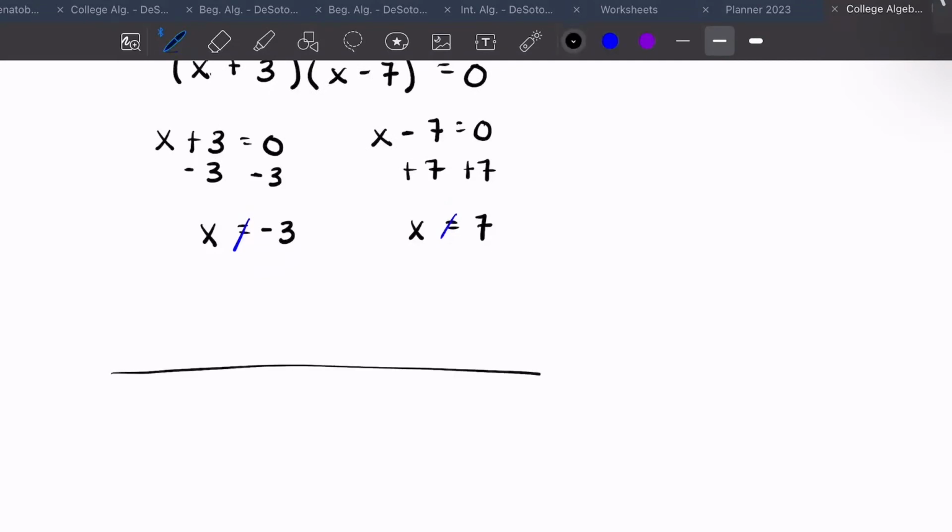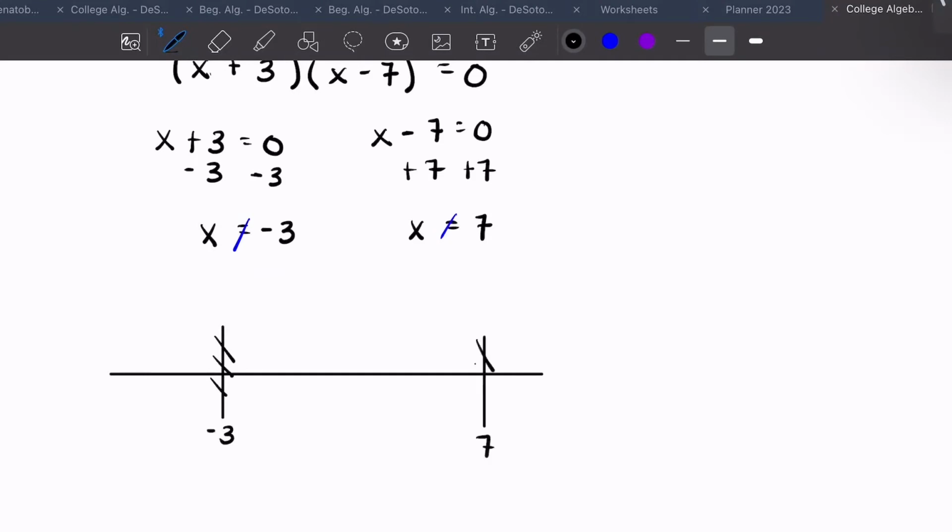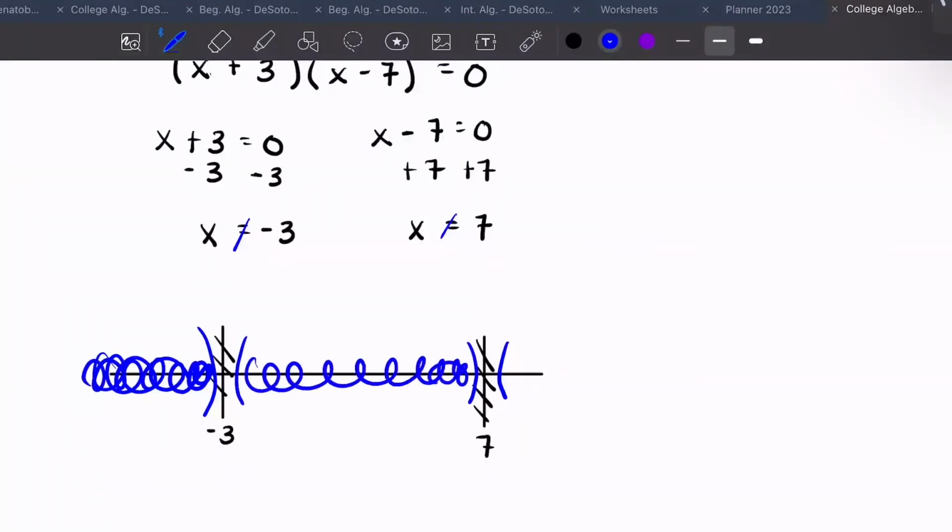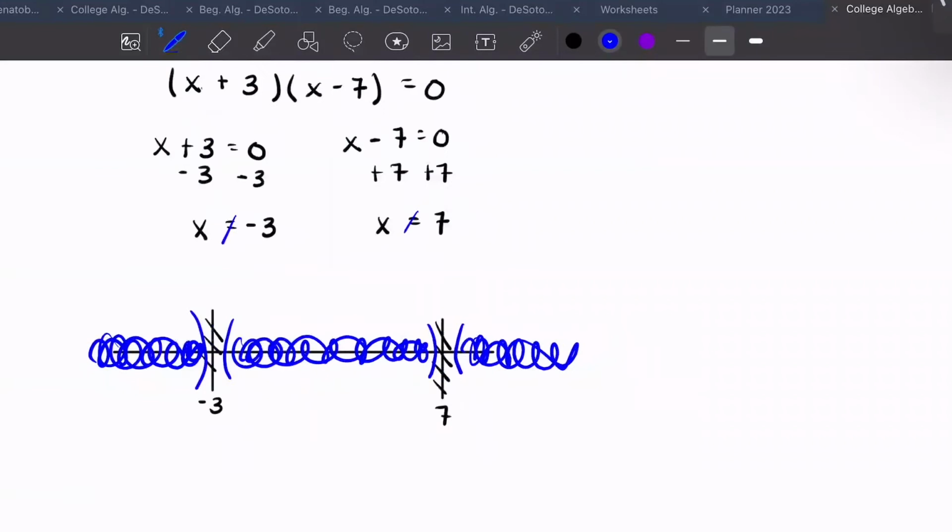Okay, so let's put it on a number line and see how we're going to put it in interval notation. Here is negative 3. Here is 7. And it cannot be those two numbers, but it can be everything else. Okay. It can be that, it can be this, or it can be any of these numbers. Okay. So we just need to put that in interval notation.